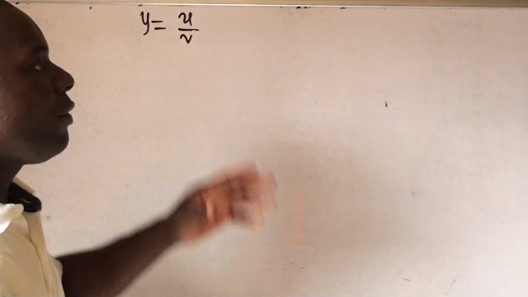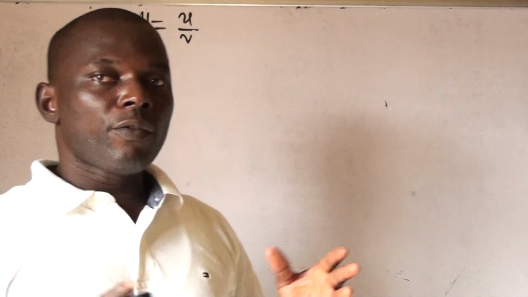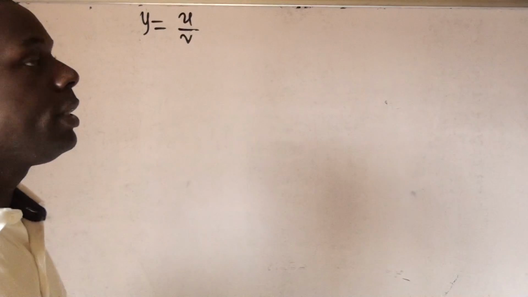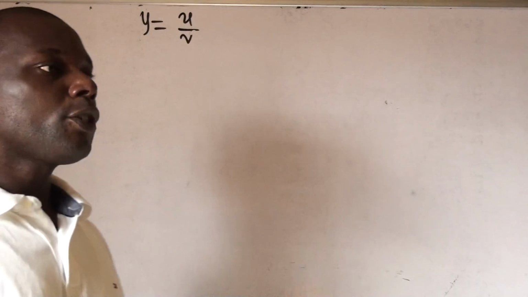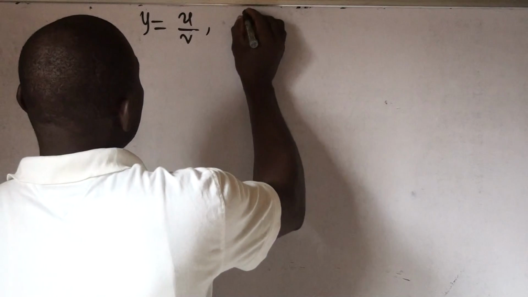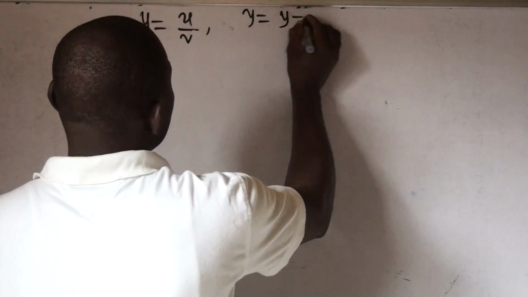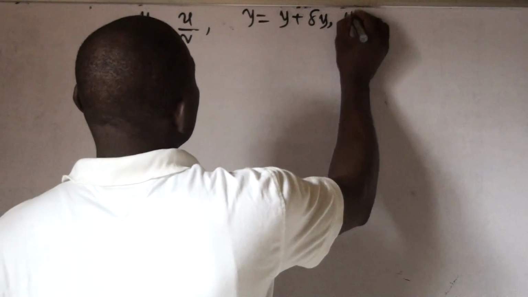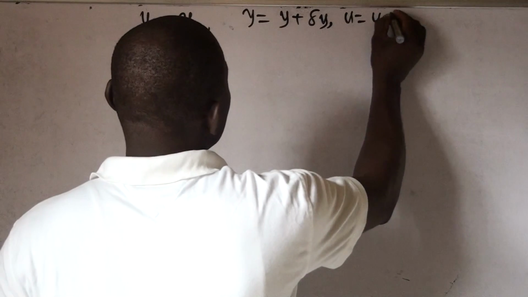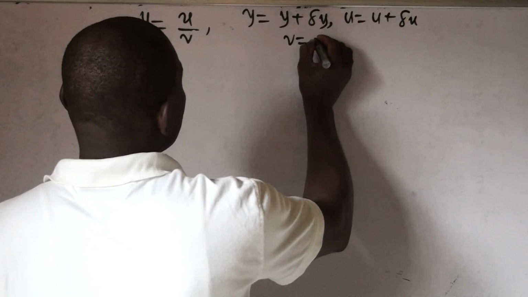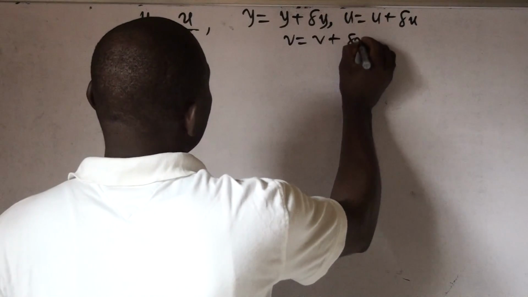Given this kind of function, we're asked to find the derivative. How do we go about it? We establish the formula from first principle. We know from first principle that y can be written as y plus delta y, u can be written as u plus delta u, and v can be written as v plus delta v.